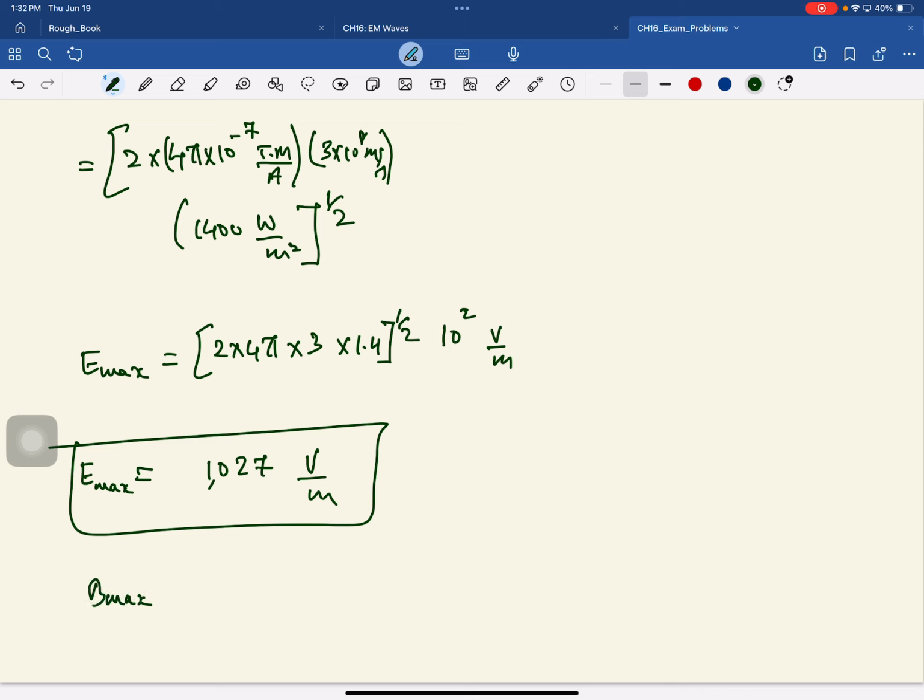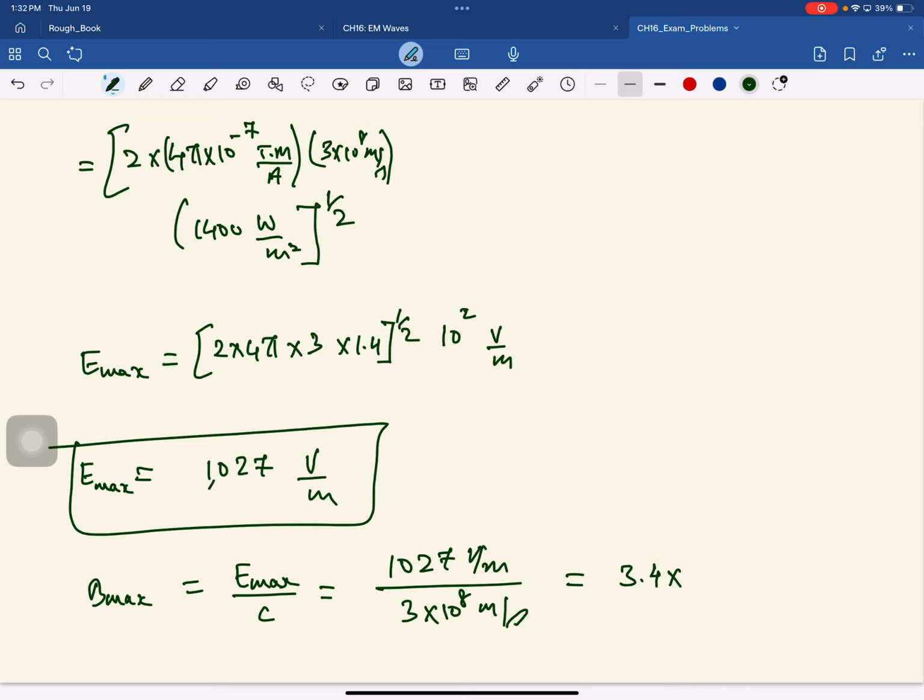And B max is E max divided by C. So the amplitude of the magnetic field is about 1/10 the Earth's magnetic field.